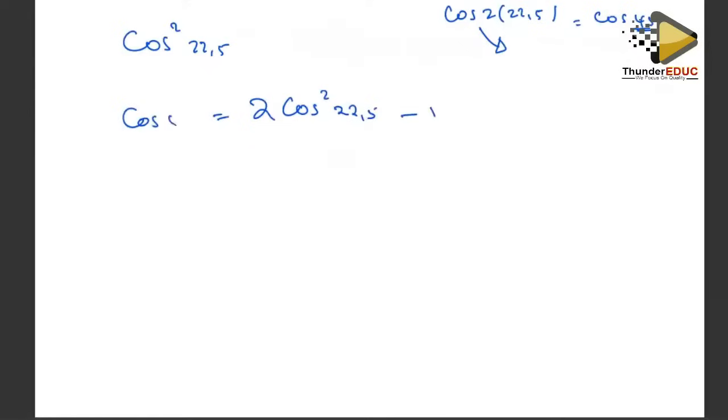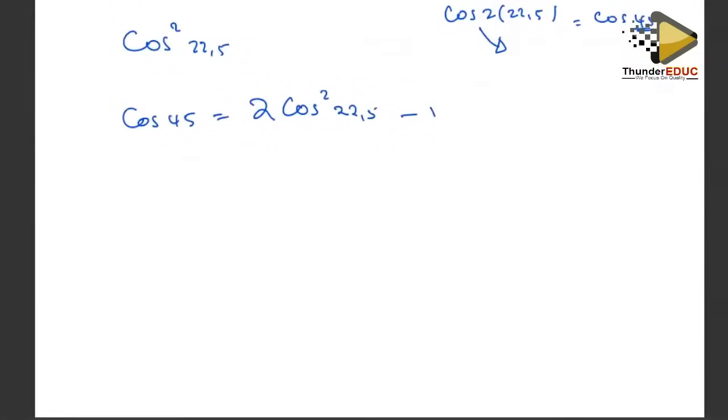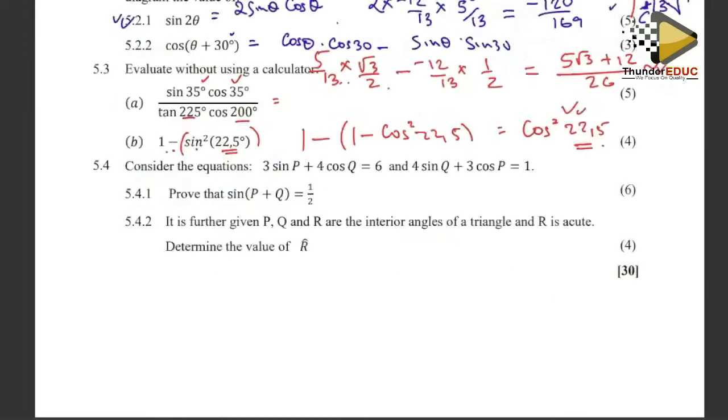This needs to be the cos of 45. Okay, the question is asking for the value of this. So I'm going to move this one that side. So it's cos of 45 plus 1 divided by 2. So cos of 45 is 1 over root 2, or root 2 over 2, plus 1, divided by 2. We can simplify this further, which will give you root 2 plus 2 over 4. That becomes our final answer.